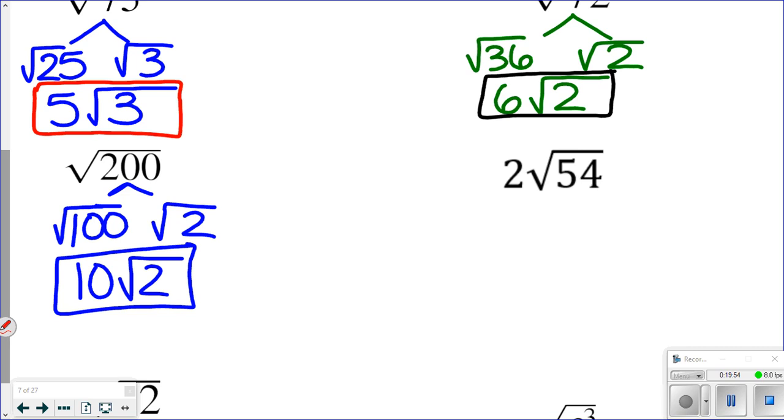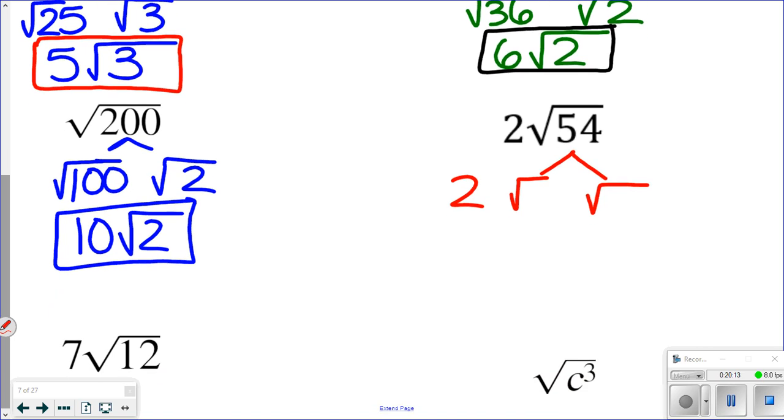Oh, this next one looks different because there's a 2 out in front. So what I'm going to do first is just break down this 54, and I'm going to bring down my 2 so I don't forget about it as part of my final answer. What's the largest perfect square that goes into 54? 49 isn't going to work. 36 isn't going to work. 25 isn't going to work. Does 16 work? No.